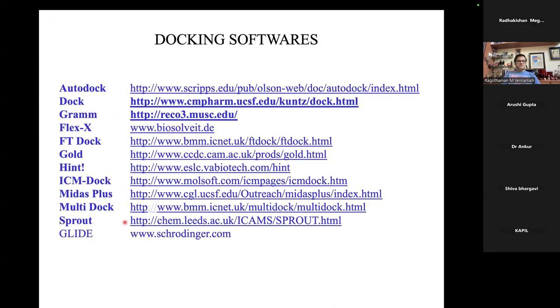Here is a list of tools. Some of these are good, some of these are very specific to what you want to do, and some of them are proprietary, like Glide and GOLD. They are not freely available. They cost a lot of money.